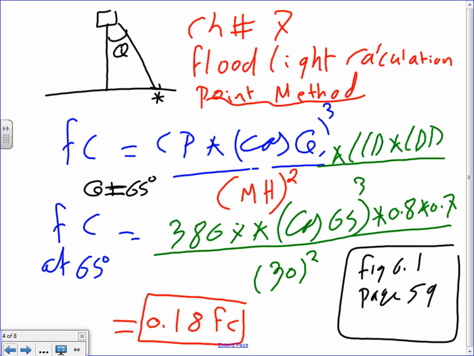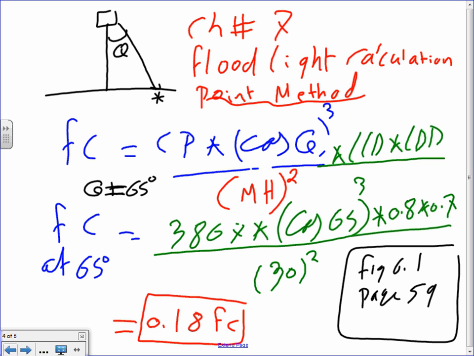What's the candela power? The candela power is 3,867. A lot of candela power. These are floodlights. A lot of candela power. Everybody can see, guys, that table that they're using? Same table we use in chapter 4, I believe. Similar table. Not the same table, similar table.